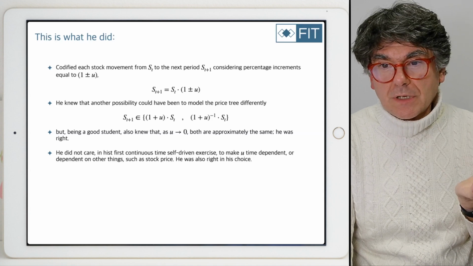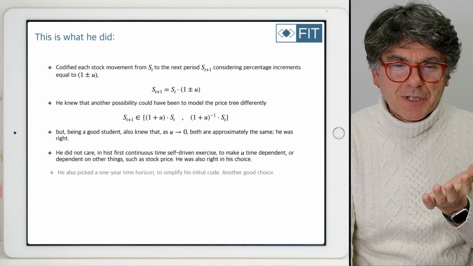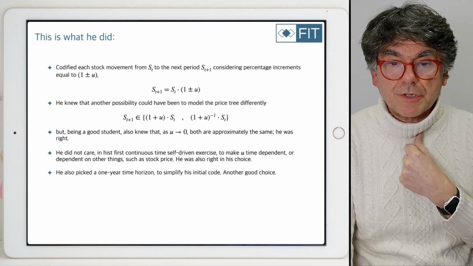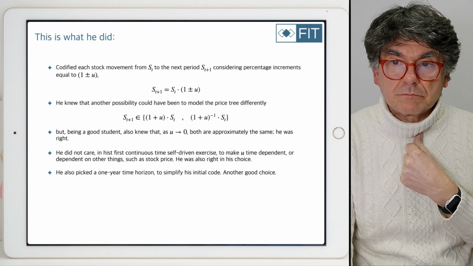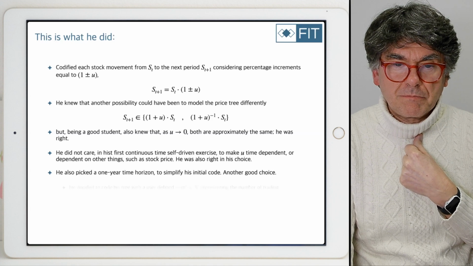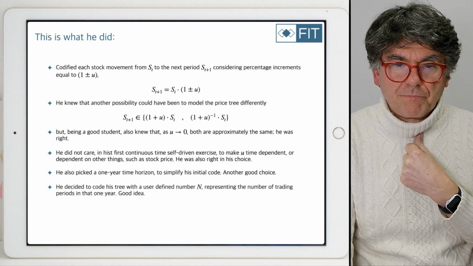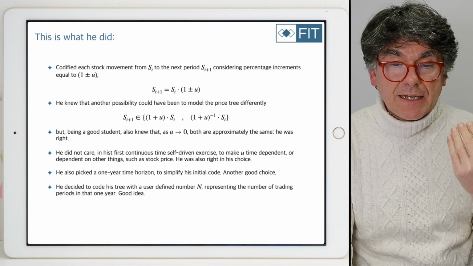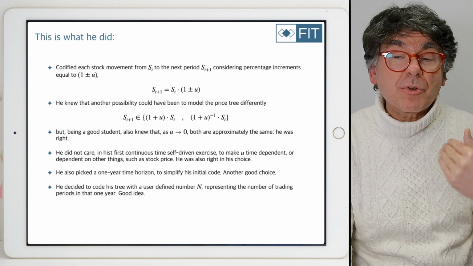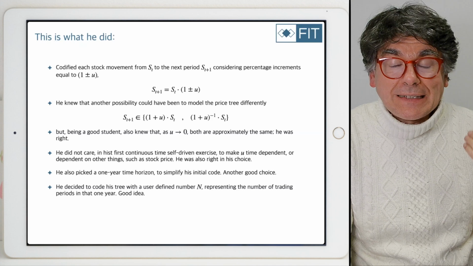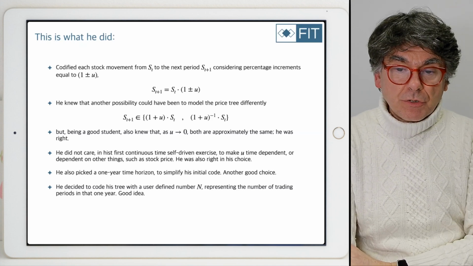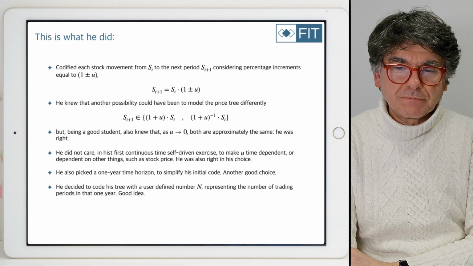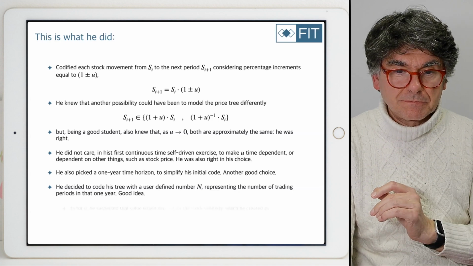This was his first attempt at doing option pricing in continuous time. He picked a 1 time year horizon, also a very good choice. Are you following me? So you pick a user-defined number. N is the number of steps, number of days, number of time steps your tree is going to have. Another good idea. All these are good ideas.